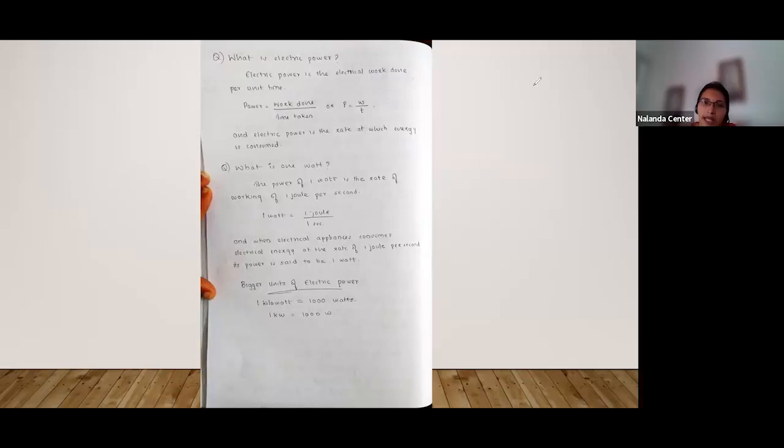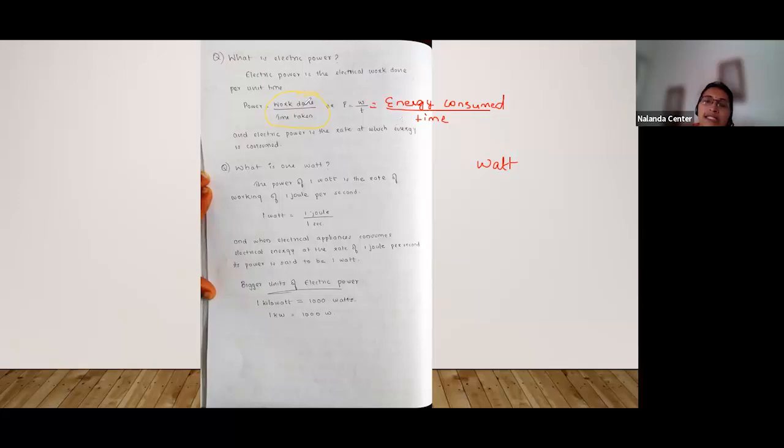Electric power means the work done per unit time. Okay, we can also write this as energy consumed. Work is always the same as energy, except for the wastage of energy. So power is equal to energy consumed or work done per unit time. So the unit of power is going to be watts, W-A-T-T. Okay, watts.